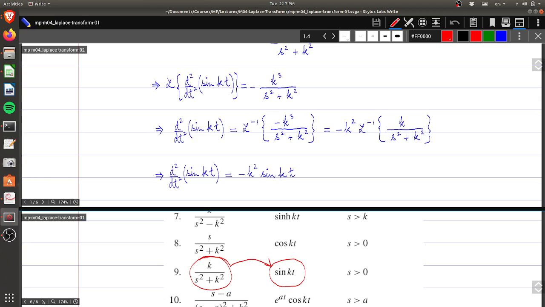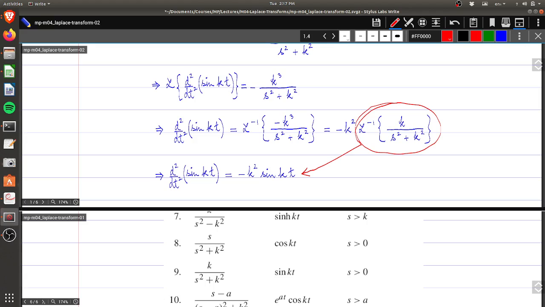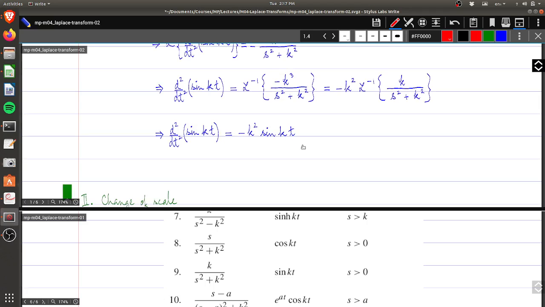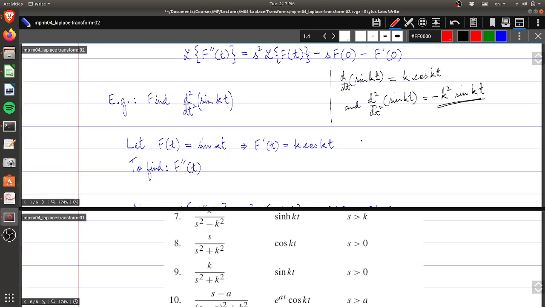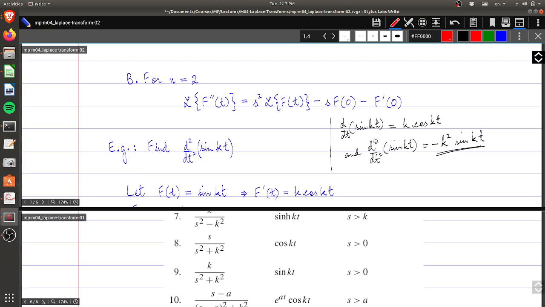All you need to do is replace this inverse Laplace with sin kt, and as a result we get that the second derivative of sin kt is minus k square sin kt, which is exactly the same result that we got over here. This is what we expected and this is what we got. Understood, everyone? So this is a new way of doing differentiation. You are all already used to doing differentiation using calculus like this. This is a new way.